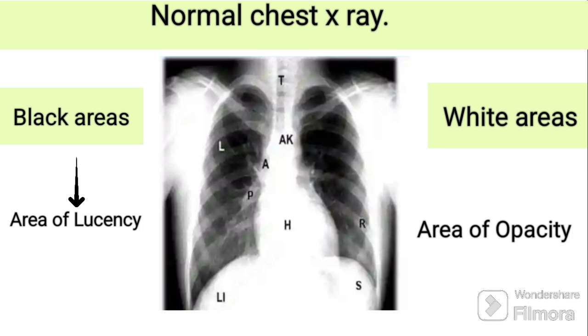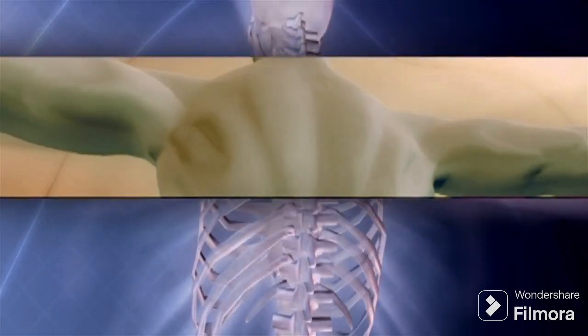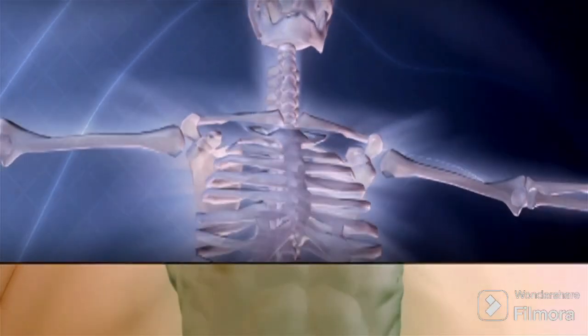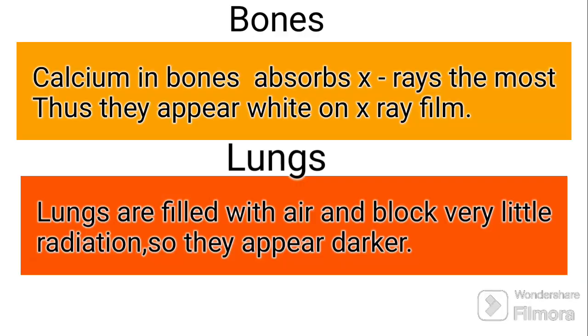So, the black areas on an X-ray are areas of lucency, while the white areas are areas of opacity. So, why does this happen? Our X-ray beam passes through the body through different structures, for example bones, heart, lungs, and the density of all these structures is different. So our X-ray beam is attenuated by dense structures. For example, bone cannot easily be passed through, while lungs are not dense because they are filled with air.